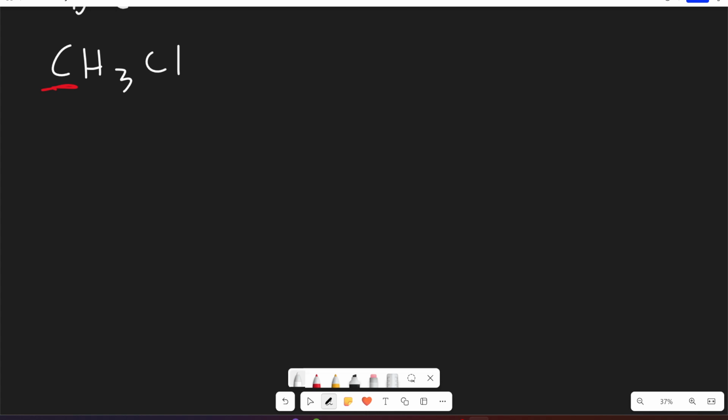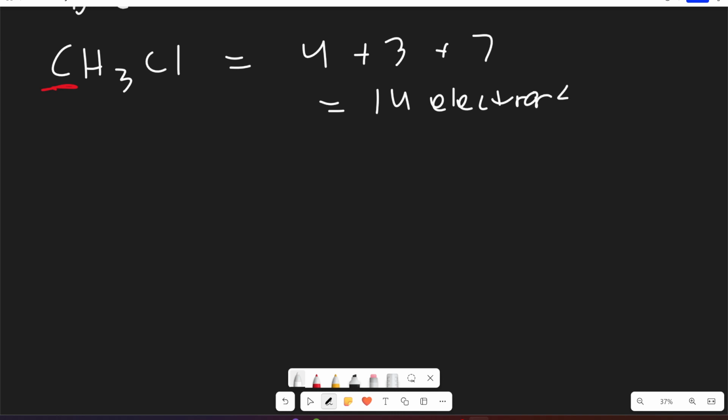So all I'm going to do here is add up the valence electrons. If you take out your periodic table and go by the trends, we know that carbon will have 4 valence electrons, plus we have 3 hydrogens. Each hydrogen has 1 valence electron, so that's 3, and then chlorine has 7 valence electrons. So in total we have 4 plus 3 plus 7, that's 14 electrons.